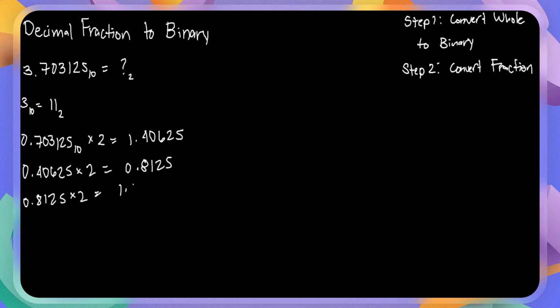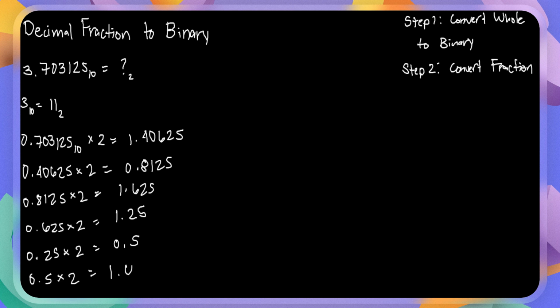Next, we get 1.625. Then we get 0.625 times 2. Again, we leave the whole number part. That's 1.25. 0.25 times 2 is 0.5. And finally, 0.5 times 2 is 1.0. Once the fraction part, the one beyond the decimal point, is 0, we can stop there.